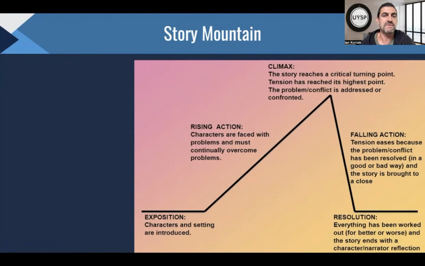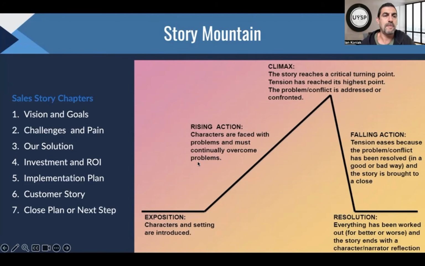So let's talk about how this relates to sales. When you put together a proposal, what you really want to do is start by introducing the characters and setting, which is them. They are the characters of their own story. The story in a sales presentation is about them. It's not you. Many people make the mistake of talking about you and your company and the product and all the features and the pricing. That's a big mistake. You really want to make it about them, and you want to start with their vision and goals. Once upon a time, there was a company and they were trying to get #1 market share.